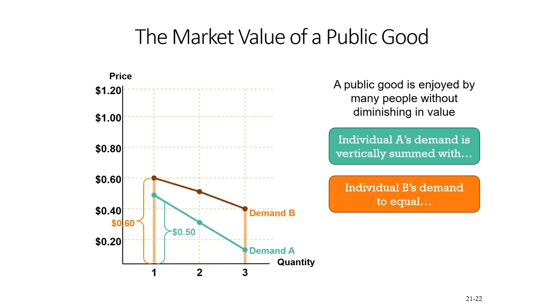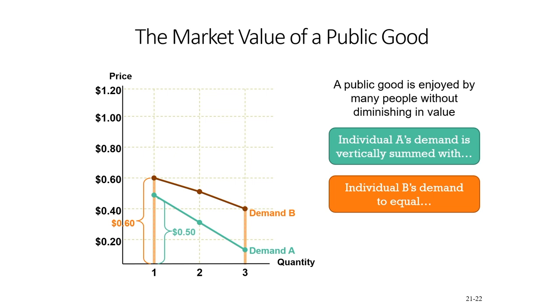Now, let us say there is an individual B, and individual B is paying a slightly higher price for 1 unit of the good. For 1 unit of the good, individual A was paying about $0.5, but individual B pays $0.6. Similarly, for 3 units of the good, individual A had paid around $0.1, but individual B is paying somewhere around $0.4.